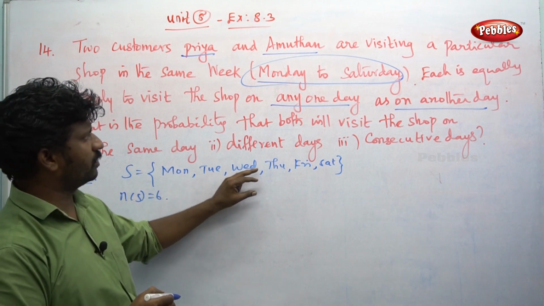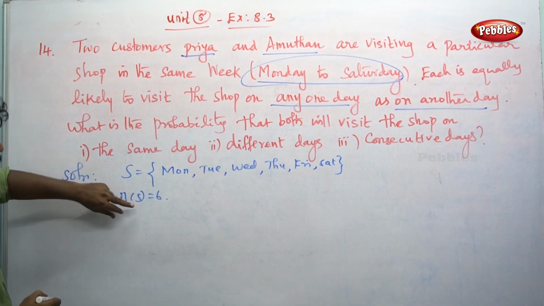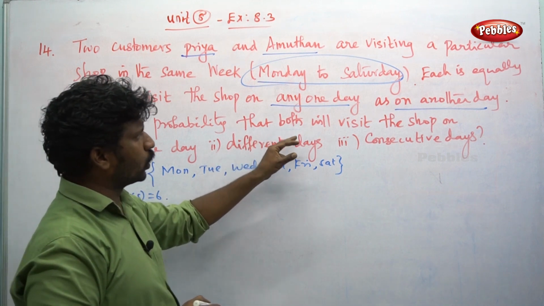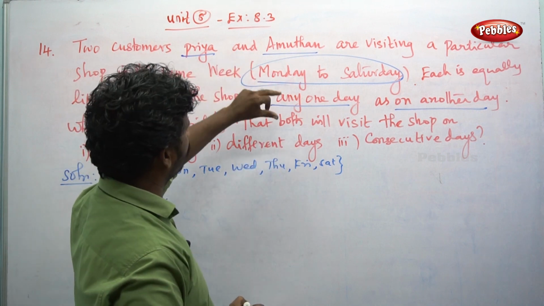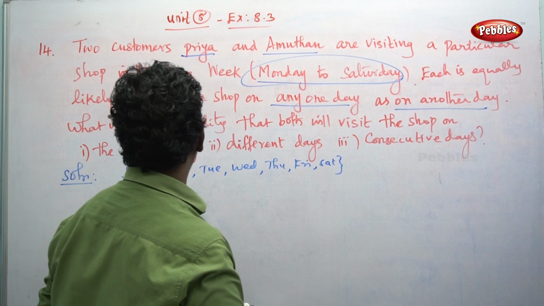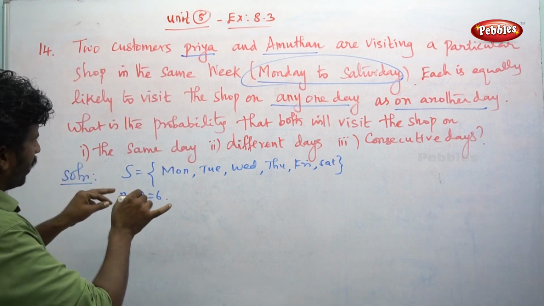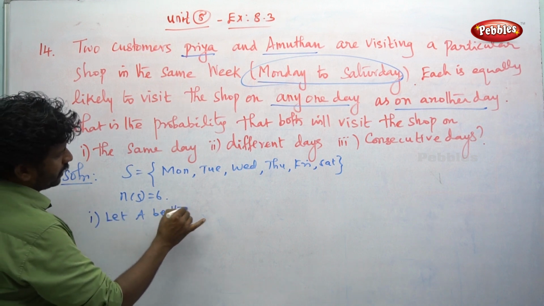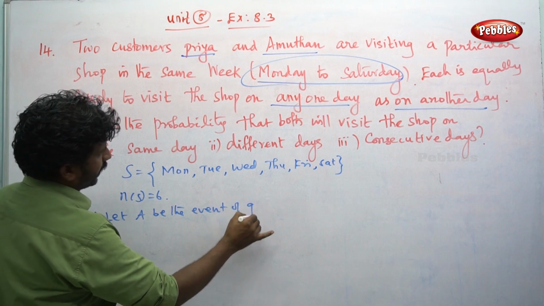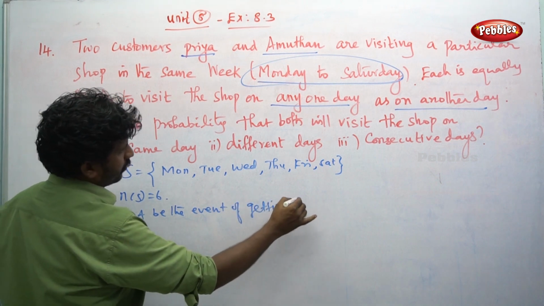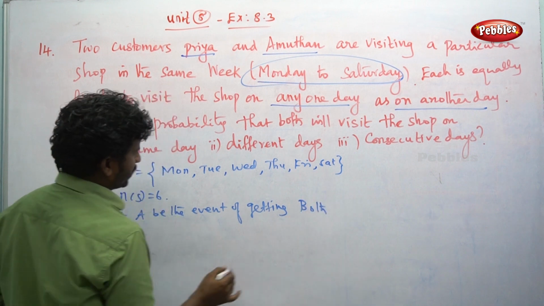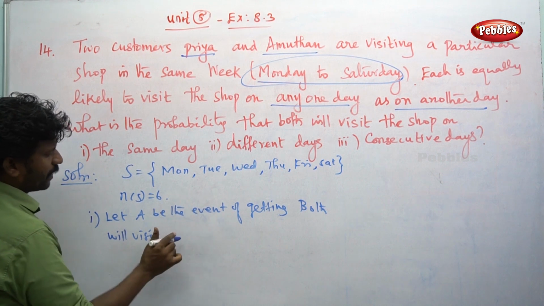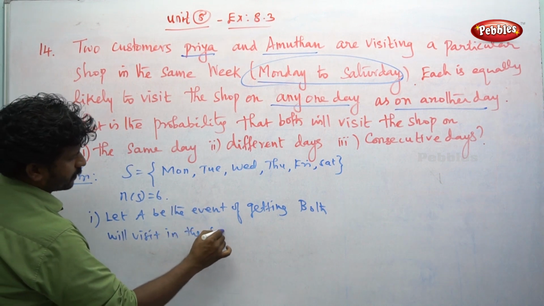இது வந்து மண்டேலேருந்து சாட்டர்டே வரைக்கும் உள்ள டேஸ் எழுதியிருக்கேன். அது வந்து நம்பர் ஆஃப் எஸ் வந்து 6. அப்புறம் என்ன கொஷின்? What is the probability that both Priya and Amudan will visit the shop on the same day? ரெண்டு பேரும் ஒரே நாளில் வந்து விசிட் பண்ணுறாங்க அப்படின்னா let A be the event of getting, right? The both will visit in the same day. Same day.